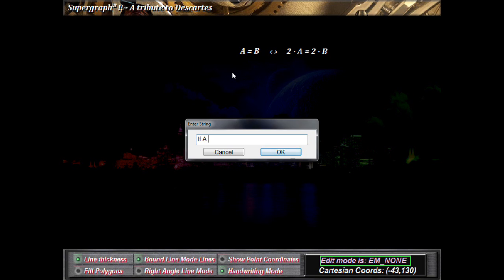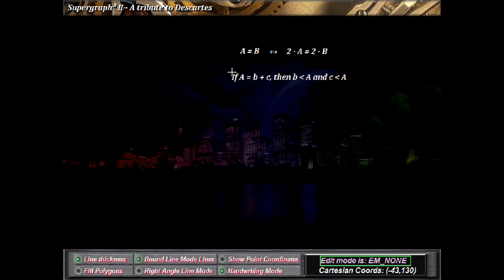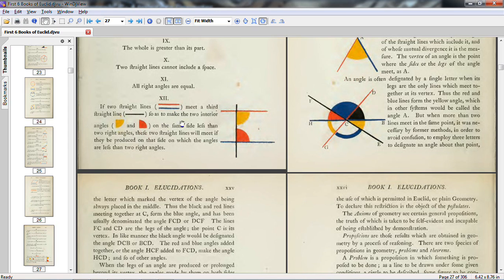So all that's saying is that if A equals, say, B plus C, those are the parts, then B is less than A and C is less than A. Right? Same idea. No negatives, that's all that really says.